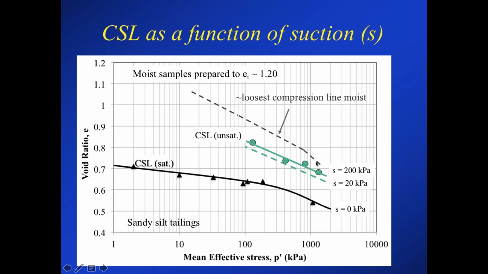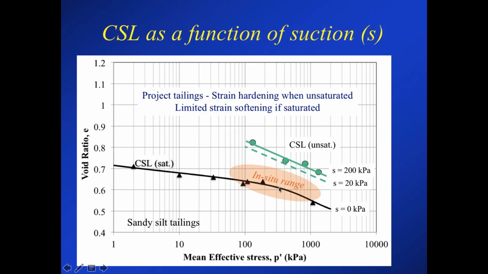And now if I add on the test results where we were able to determine the critical state line for unsaturated samples at different suctions. I'm only showing the 4 data points for the 200 kPa suction, but there was also data for 20 kPa suction. You can see there's not a lot of difference between the critical state line of these moist samples for those different suctions, but it is significantly different from the saturated samples.